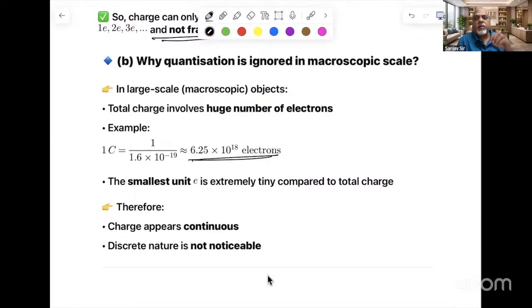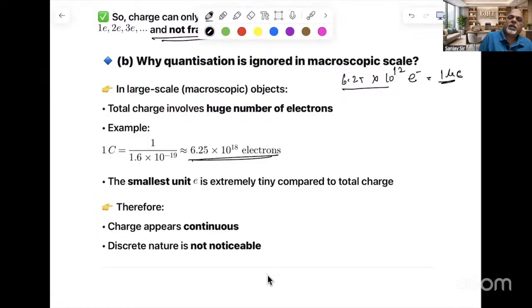A large number of electrons are there in a charge. Suppose 1 coulomb is a very big charge. Even if you take a microcoulomb, you will find 6.25 times 10 raised to 12 electrons in 1 microcoulomb. This is a very big figure.